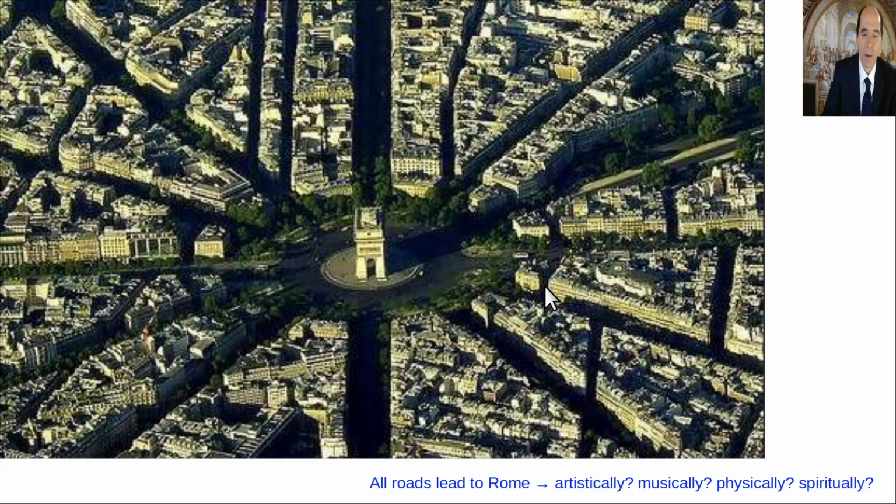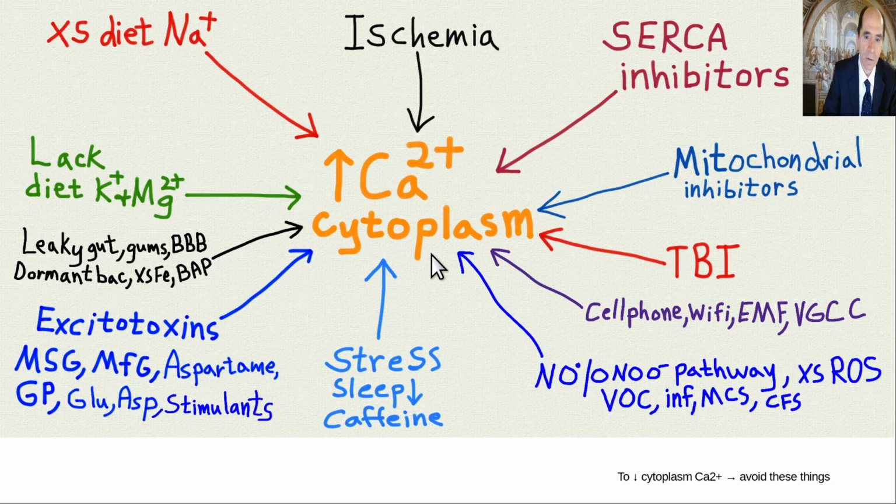So this is an old picture of Rome, like the Arc of Triumph, and you can see all the roads lead to Rome. And when you're talking about neuronal function, it all comes down to what's happening with calcium. The way to understand a neuron is what's happening with calcium. And this is also why I tell you that neurology textbooks are a joke, because they'll only have 1 or 2 paragraphs on this.